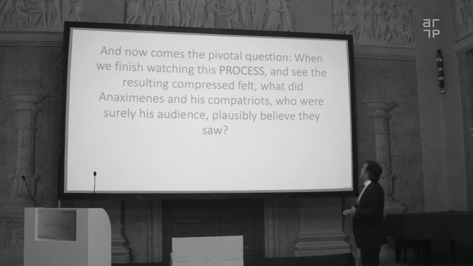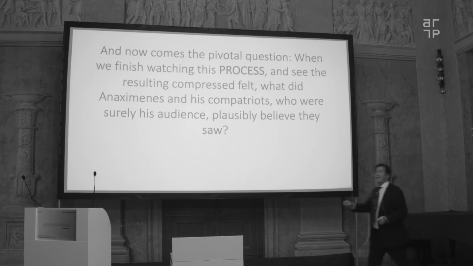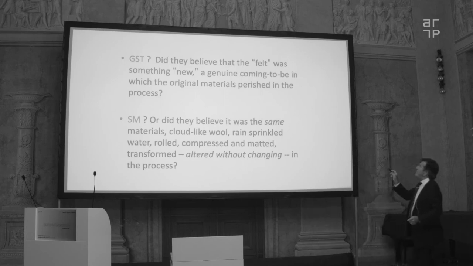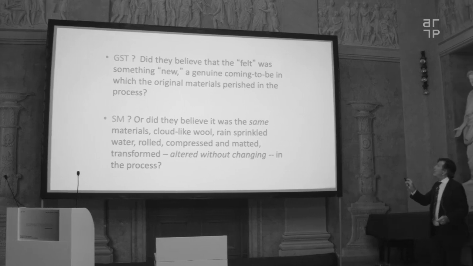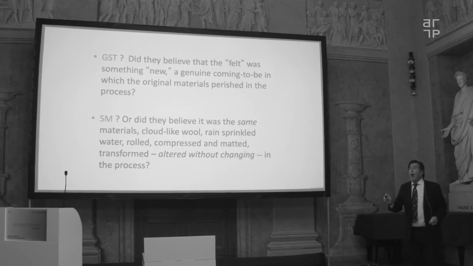And now comes the pivotal question when we finish watching the process and see the resulting compressed felt. What did Anaximenes and his compatriots, who were surely his audience, plausibly believe they saw? Was it the generating substance theory? Did they believe that the felt was something new, a genuine coming to be in which the original materials perished in the process? Was it, in fact, an argument for substance monism? Did they believe it was the same materials, cloud-like wool, rain-sprinkled water, rolled, compressed, and matted, transformed, altered without changing?